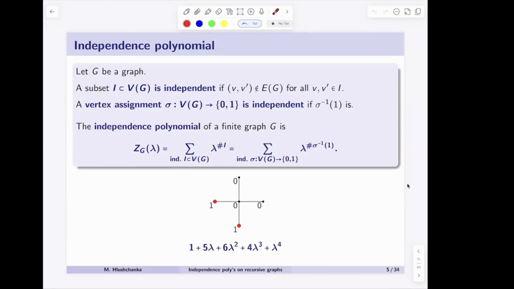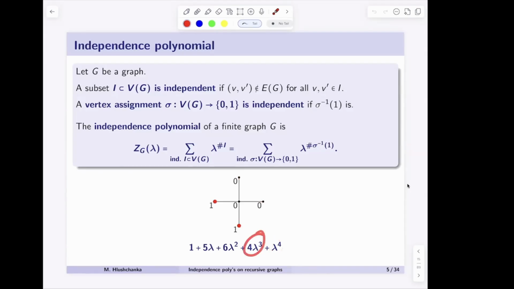Or put it differently, this is really like the generating function of the number of independent sets in your graph. For this concrete example, this is exactly the independence polynomial, as one could easily check. In particular, for this example there are no independent subsets of size 5, but there exists exactly one of size 4, given by all the leaf vertices. And that's why I have the monomial lambda to the power 4.